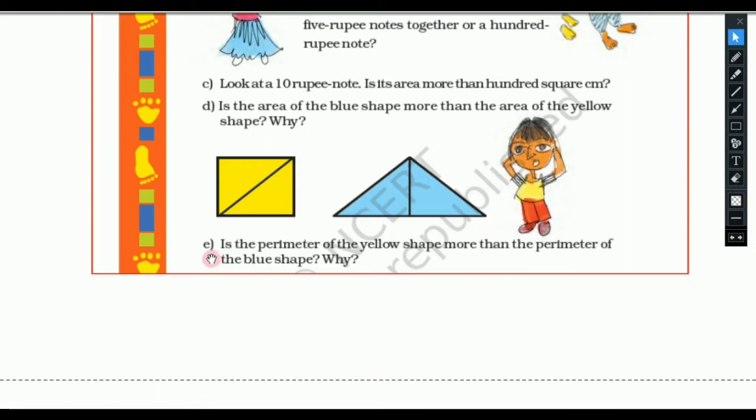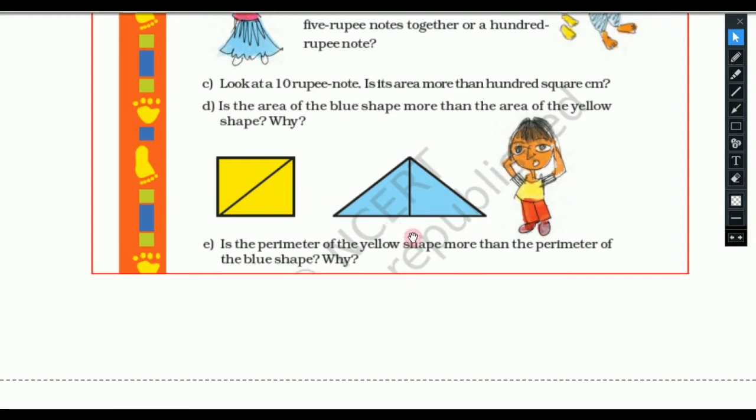Let's move on to the next question, question E. Is the perimeter of the yellow shape more than the perimeter of the blue shape? Why? In the above question number D, the question was about area, and in that the area was equal. But here we have to find out the perimeter. If you observe, the perimeter of the yellow shape is less than the perimeter of the blue shape.